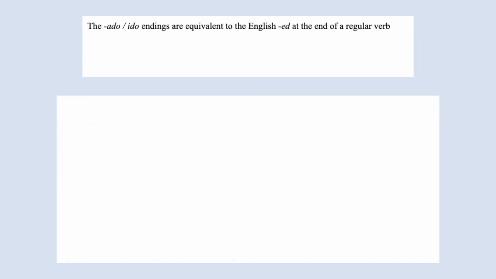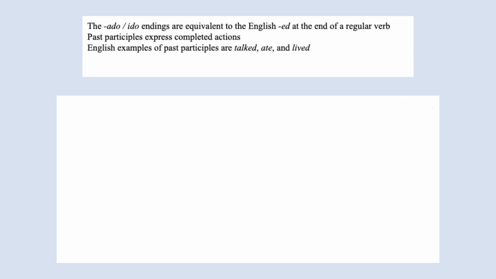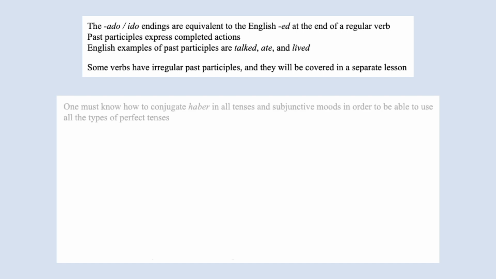In Spanish, the ado and ido endings are equivalent to the English ed at the end of a regular verb, and past participles express completed actions. Some examples in English are talked, ate, and lived, with ate being an irregular past participle. And we will cover the irregular Spanish past participles in a separate lesson.